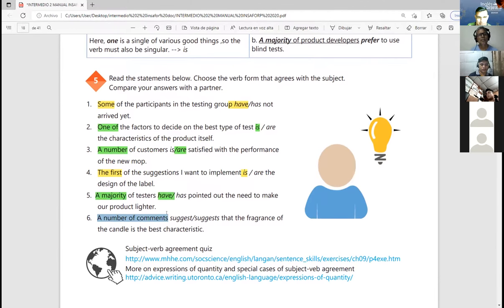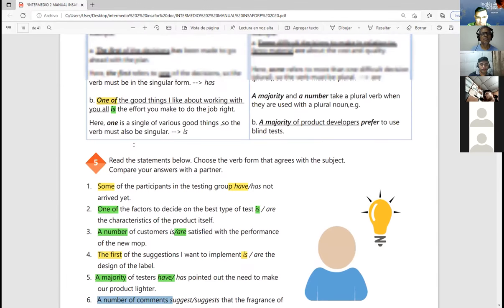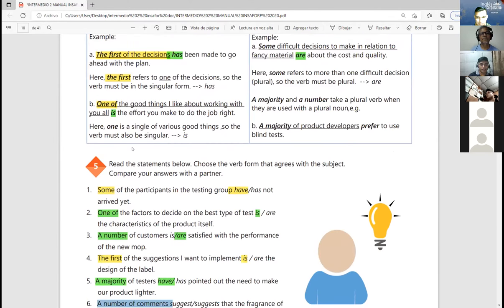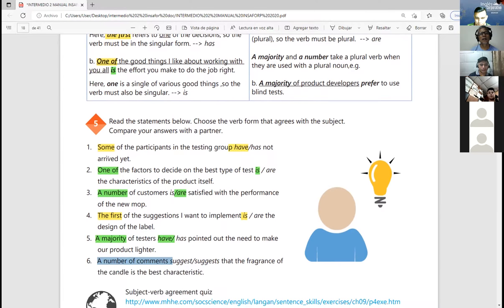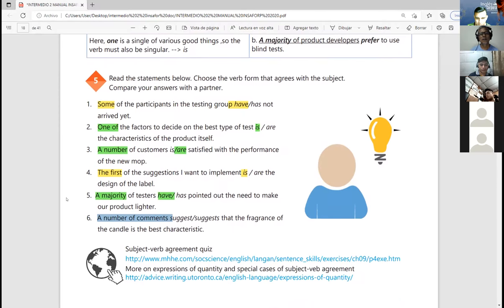A number of comments suggest. A number of suggest. Only suggest. Suggest, right? Yeah. Suggest.